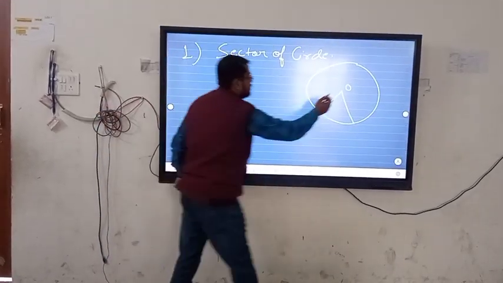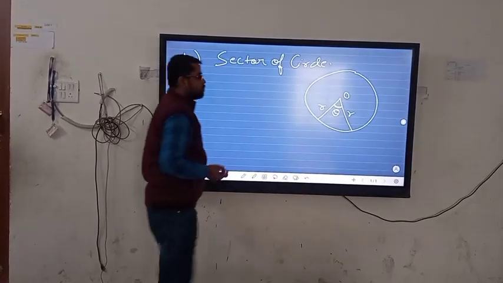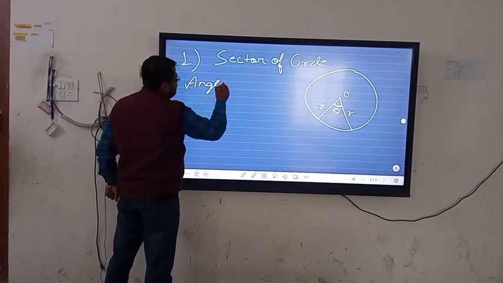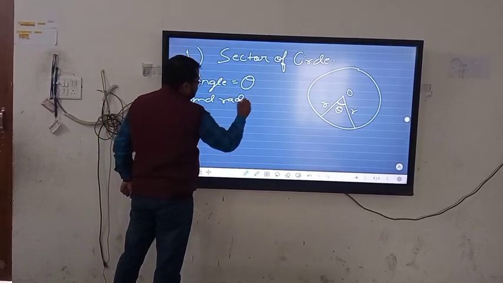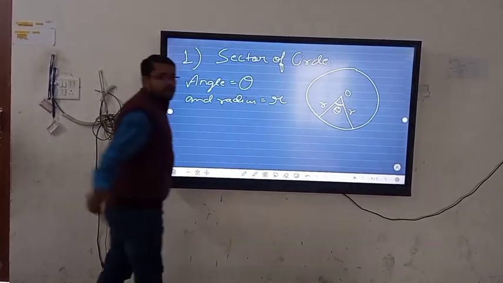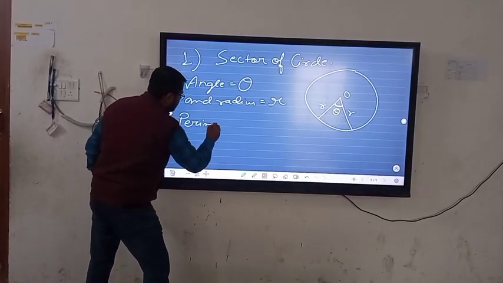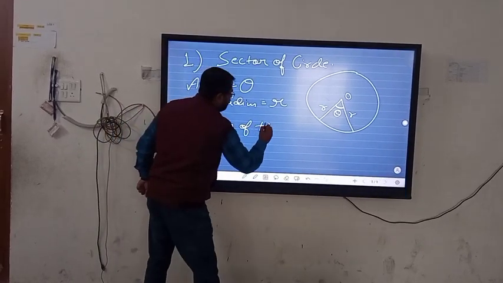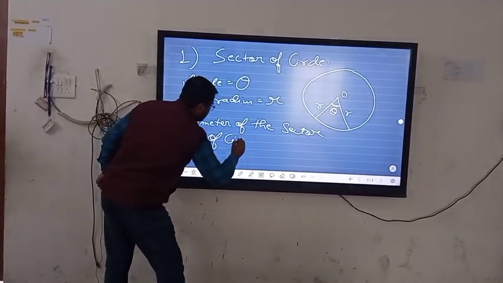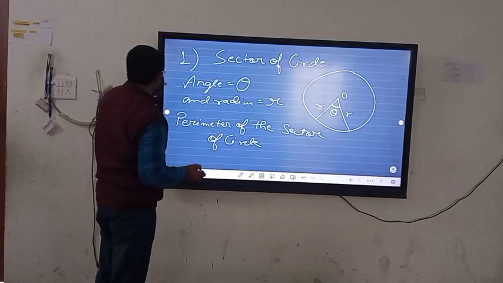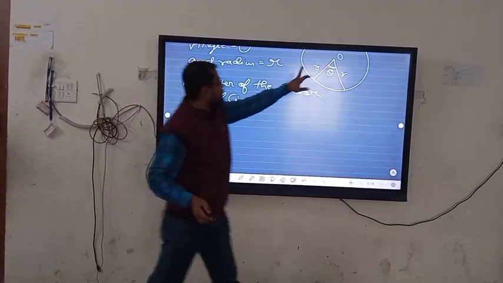of a circle? This is the center, this is radius, and this is somehow angle theta. Okay, angle is theta, and radius is equal to r. So what is the perimeter of the sector of circle? Perimeter of the sector of circle.